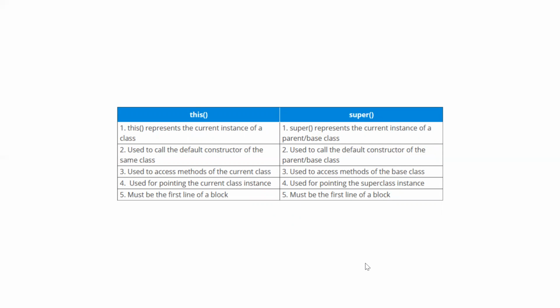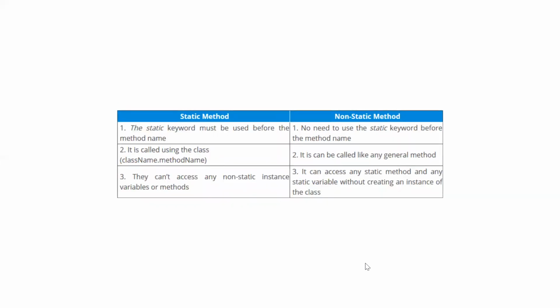Here this is used to access only the current class, whereas super accesses the parent class. Generally, this should be the first line of a block. Super must be the first line of a block. Got it? Just remember this point. We discussed the this keyword, the super keyword and their rules in the previous video. Next, what are static and non-static methods?